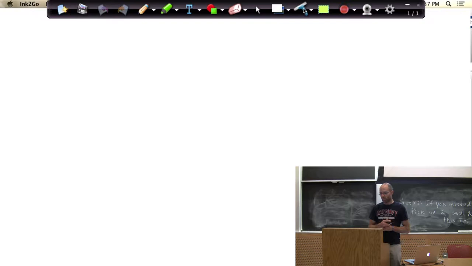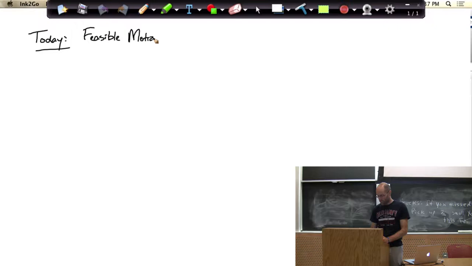So, today we're going to start the next topic, which is feasible motion planning. We've been alluding to it for a few lectures now. Okay, so let me just make sure we have perspective, since there's so many algorithms and ideas kicking around in the class, right? So we've already talked about a number of approaches to motion planning.